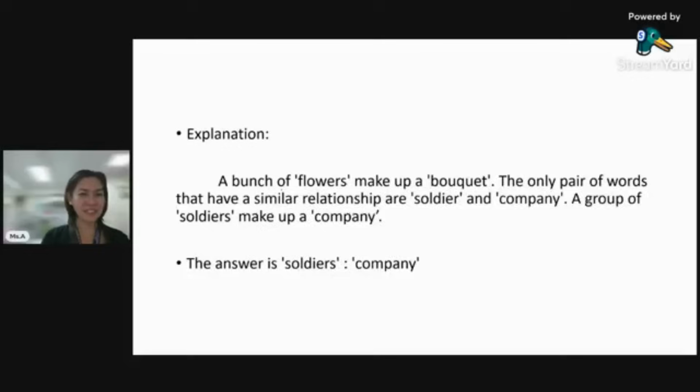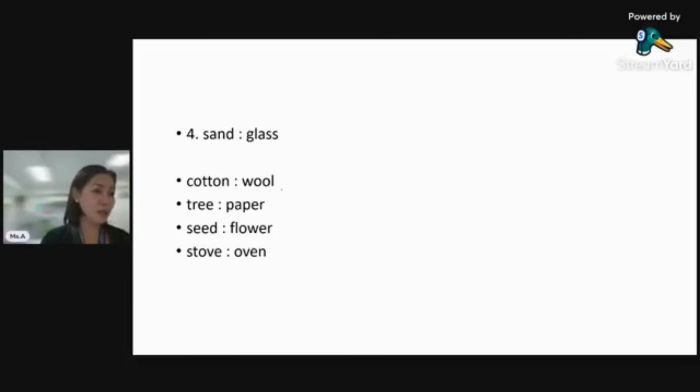Tap and water. All right. How about this one? Sand and glass. So, what's the relationship amongst the other words? So, sand and then glass. Andyan po ang cotton and wool, ang tree and paper, seed and then flower, stove and then oven.